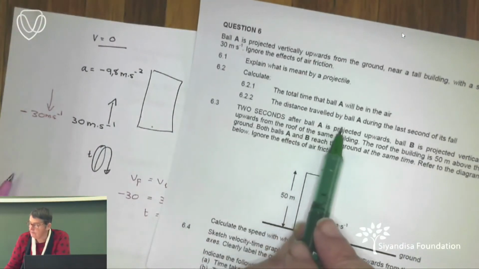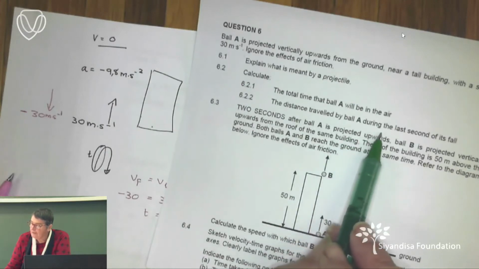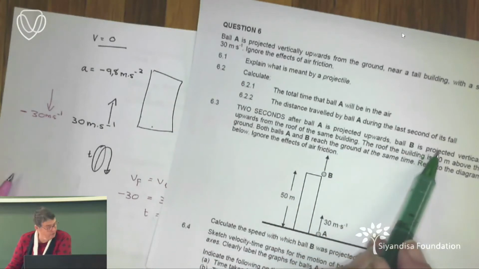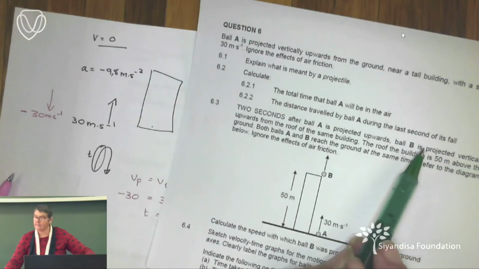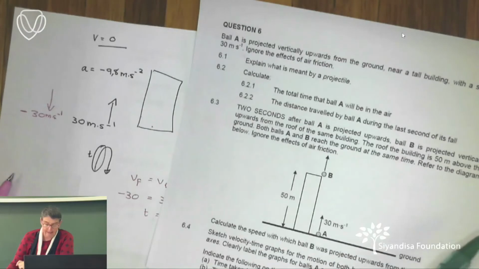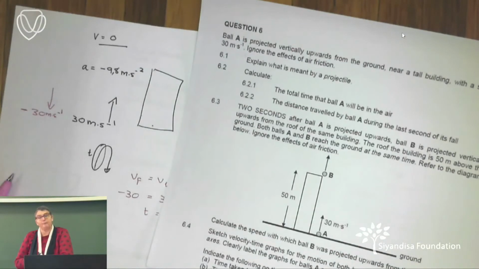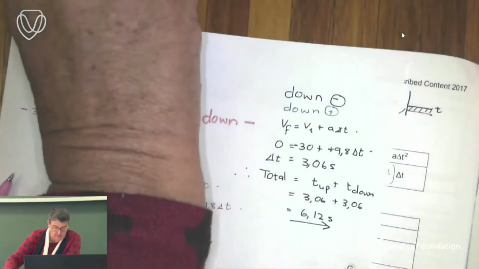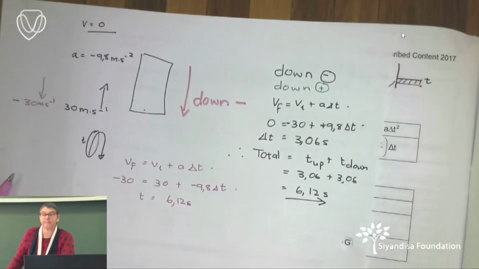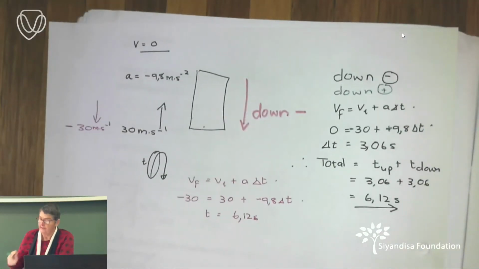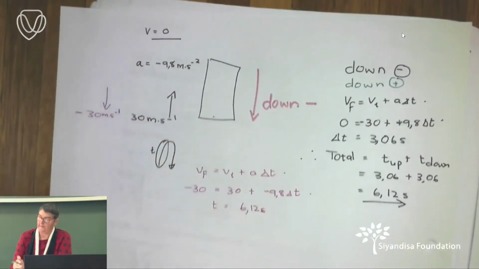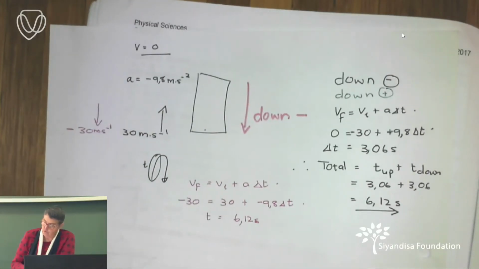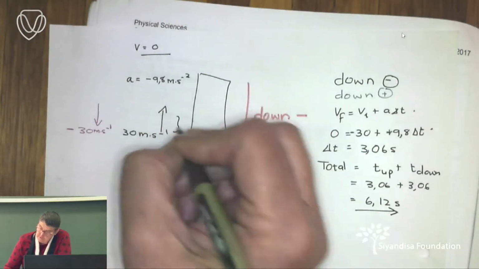The distance traveled by the ball during the last second of its fall. Now this is normally quite a problem, people, because we just want to go and change our time. And this becomes a problem. Okay, so let's quickly see, what do we know? Okay, they want us to only work with the last second.